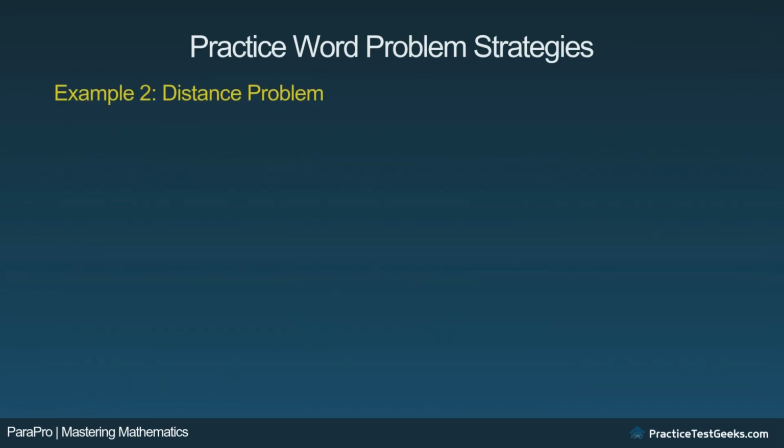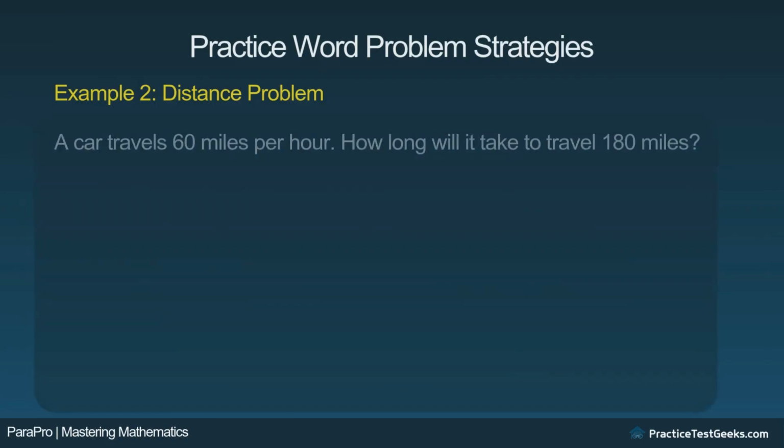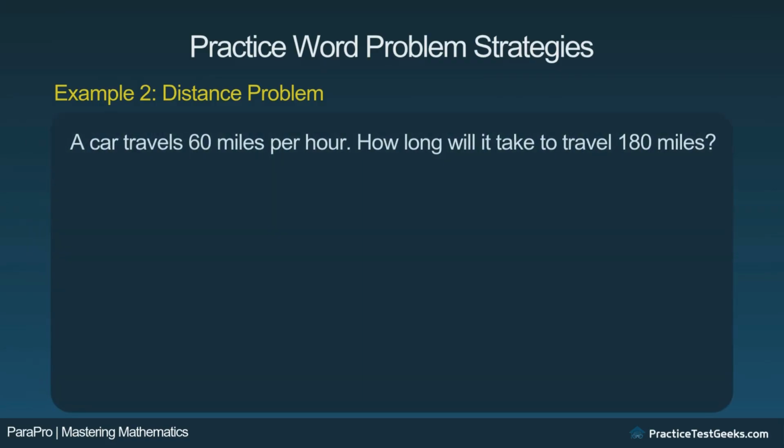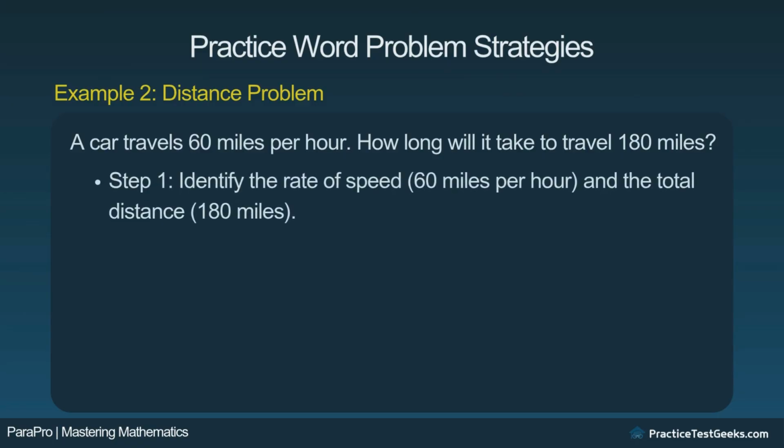Example 2. Distance problem. A car travels 60 miles per hour. How long will it take to travel 180 miles? Step 1. Identify the rate of speed, 60 miles per hour, and the total distance, 180 miles.